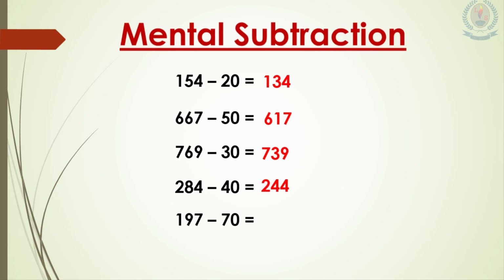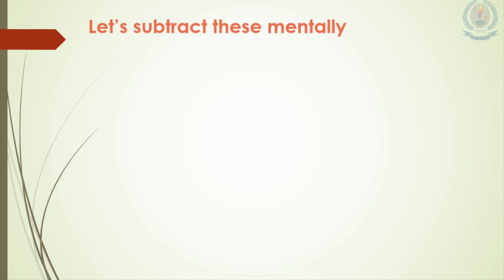197 minus 70. Let's take 7 fingers and count back from 197. 187, 177, 167, 157, 147, 137, 127 is the answer. Let's subtract mentally.